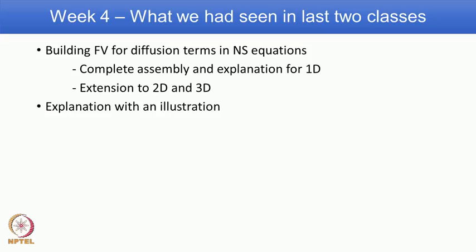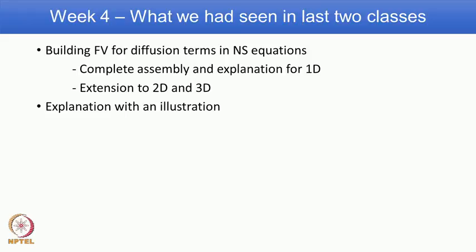In the last two lectures we had seen the finite volume strategy for the diffusion equation. We did that in detail. We took an example problem and illustrated it, including the implementation of boundary conditions. And last class we also saw how to extend the explanation that we did for one dimensional to two dimensional as well as three dimensional.